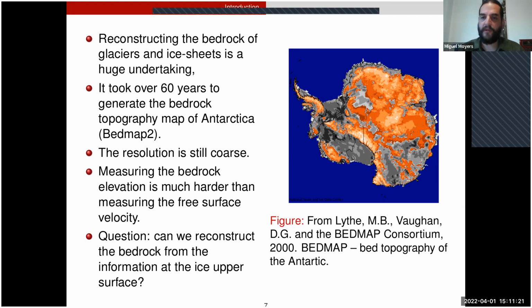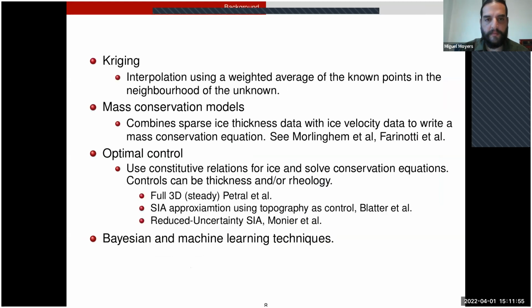The main things that we're going to try to reconstruct are the basal topography and whether the ice or the glaciers slip. So if we have some basal slip. Those are the main two things we're going to concentrate on in this project. So from surface topography and surface velocity, can we get the topography at the base, and slip?